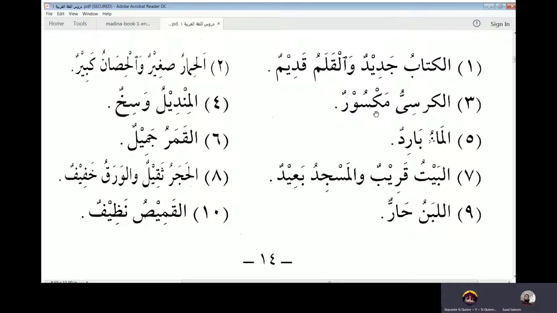Al-kursiyu maksurun. The chair is broken? Correct.